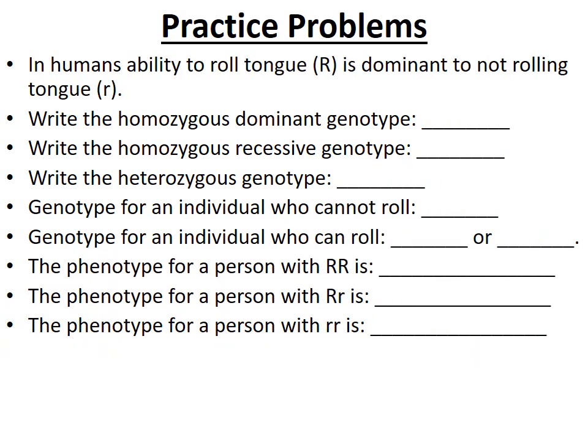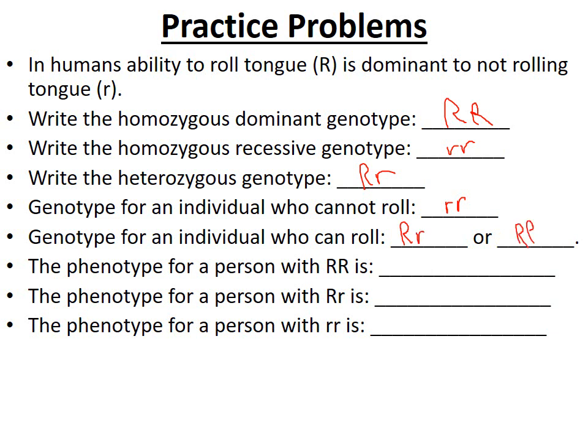Same idea. In humans, the ability to roll the tongue is dominant to not rolling the tongue. So write the following, pause the video, and check your answers. Homozygous dominant genotype, big R. Homozygous recessive, little r. Heterozygous, individual who cannot roll tongue, it's recessive, so little r. Individual who can roll tongue, big R, little r, or big R, big R.